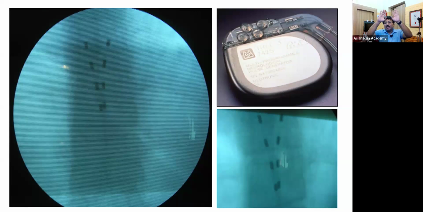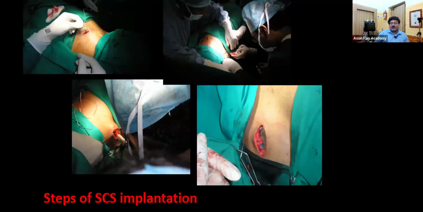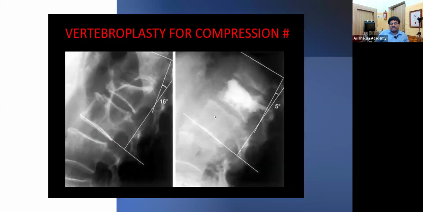Usually it is used for central pain, in the area where the nerve root is coming out from the spinal cord, mainly that nerve entry zone. When they are stimulated, it helps to relieve the pain. So that is the principle in short behind spinal cord stimulation. These are the common steps of spinal cord stimulation.